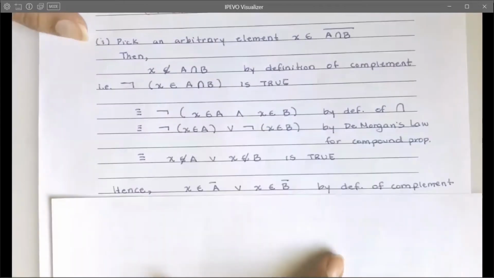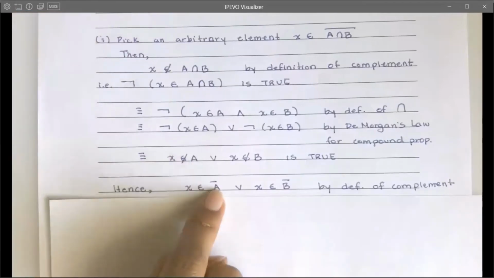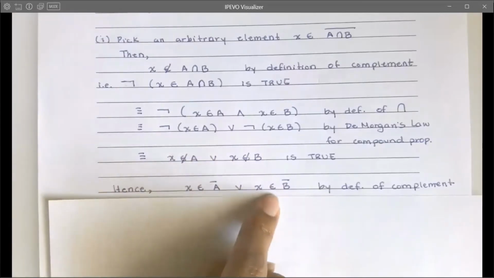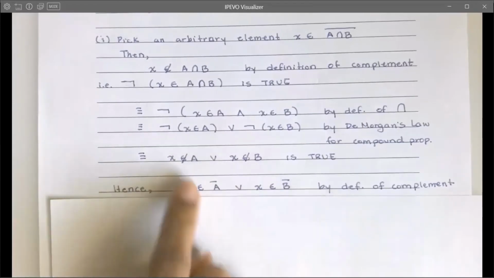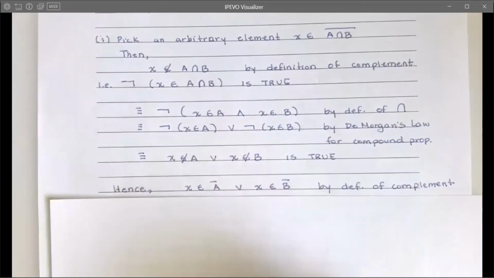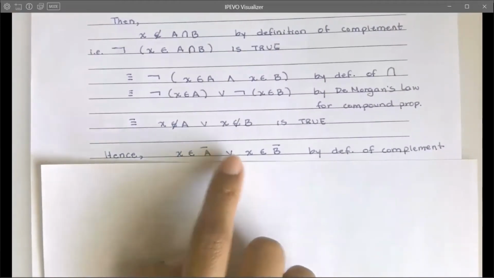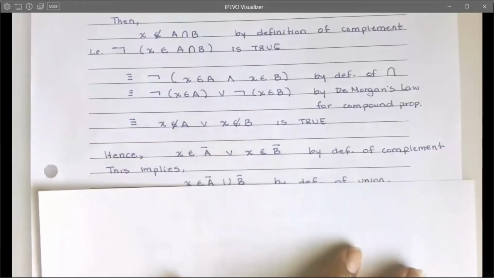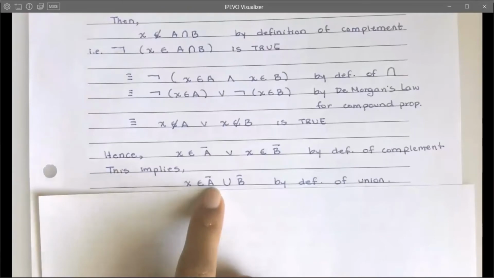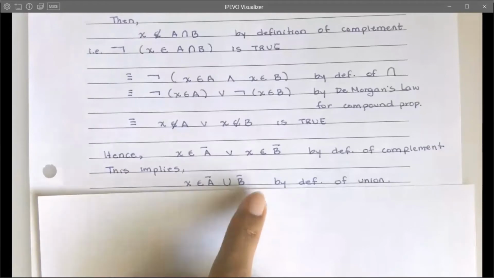Now, what does that further mean? That means that x has to either be in the complement of A, right? If it's not in A, it has to be in the complement, or it has to be in the complement of B, and that's just by definition of complement. If it's not in A, it has to be outside of A, which is A complement. Now, because we have a disjunction, x is in this set or x is in that set means union. That means that x has to be in the union of A complement with B complement by definition.